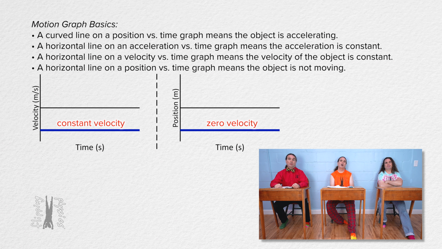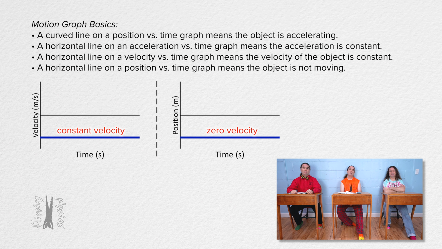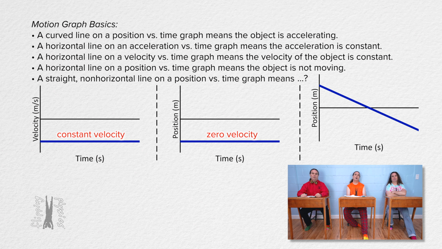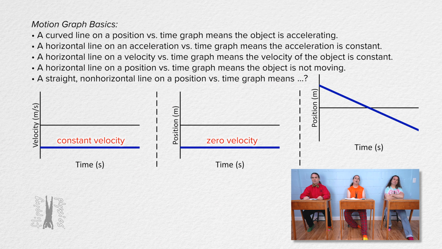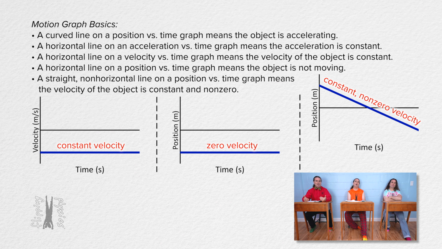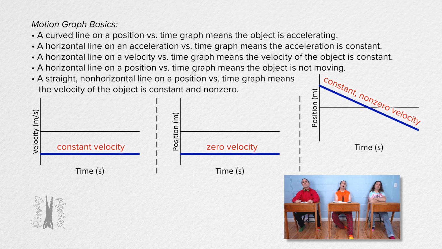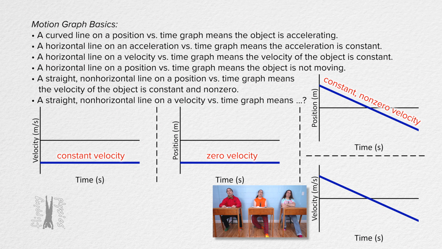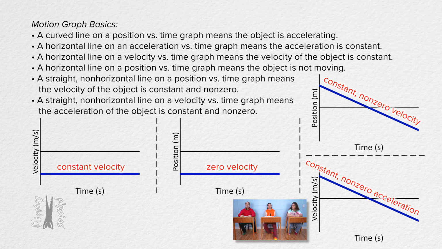And Billy, what does it mean for the motion of the object if there is a straight, non-horizontal line on a position versus time graph? A straight, non-horizontal line on a position versus time graph means the velocity of the object is constant and non-zero. Correct. And Bobby, what does it mean for the motion of the object if there is a straight, non-horizontal line on a velocity versus time graph? A straight, non-horizontal line on a velocity versus time graph means the acceleration of the object is constant and non-zero.